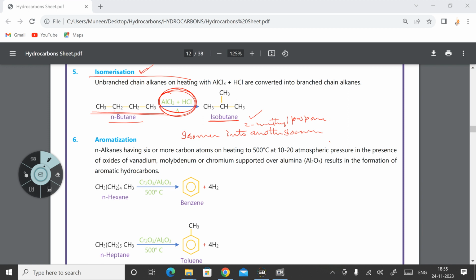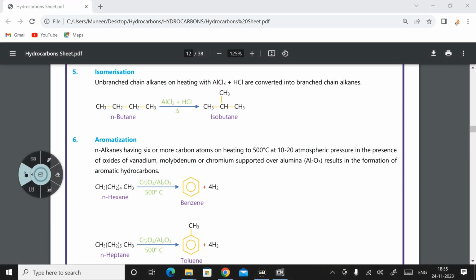Same number of carbon atoms, 1, 2, 3, 4 carbon atoms. Here also 1, 2, 3, 4 carbon atoms, and 10 hydrogen atoms. Here also 3, 3, 3, 9 plus 1, 10 hydrogens. Both have the same molecular formula. But these two are what isomers? Positional isomers, functional group isomers, chain isomers, metamers, tautomers? Chain isomers. Here long chain, here branched chain. These two are examples of chain isomers. Okay, like that.